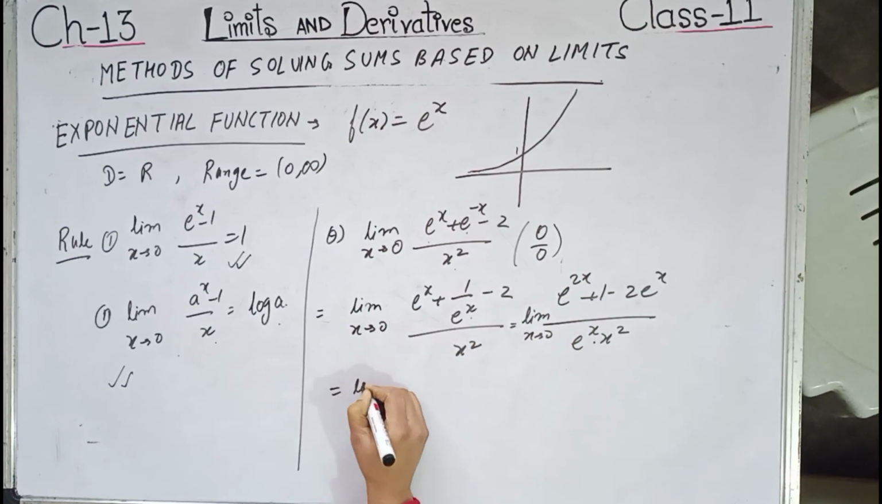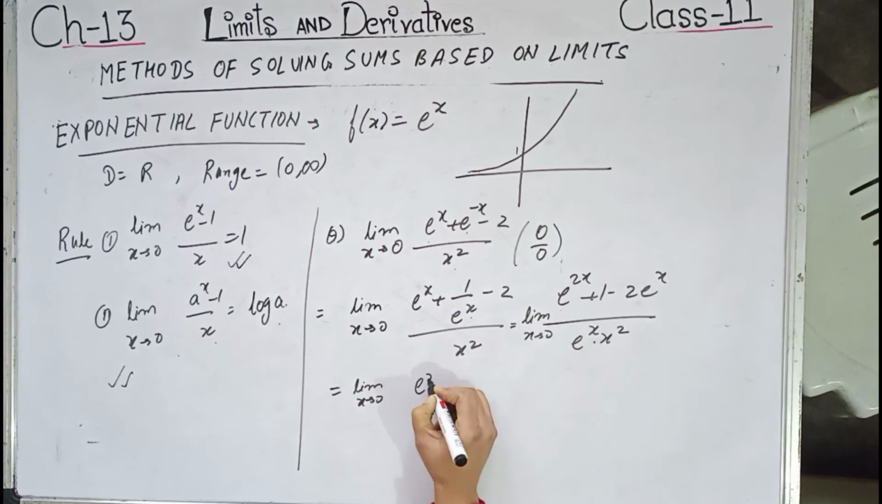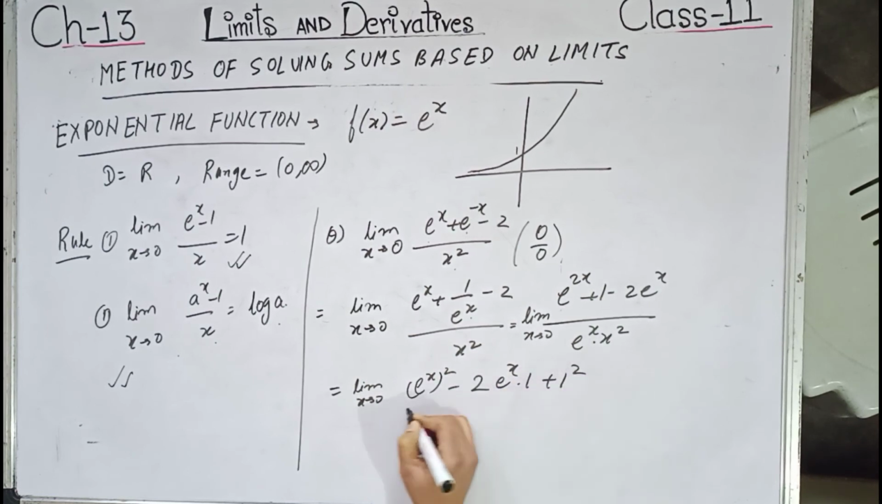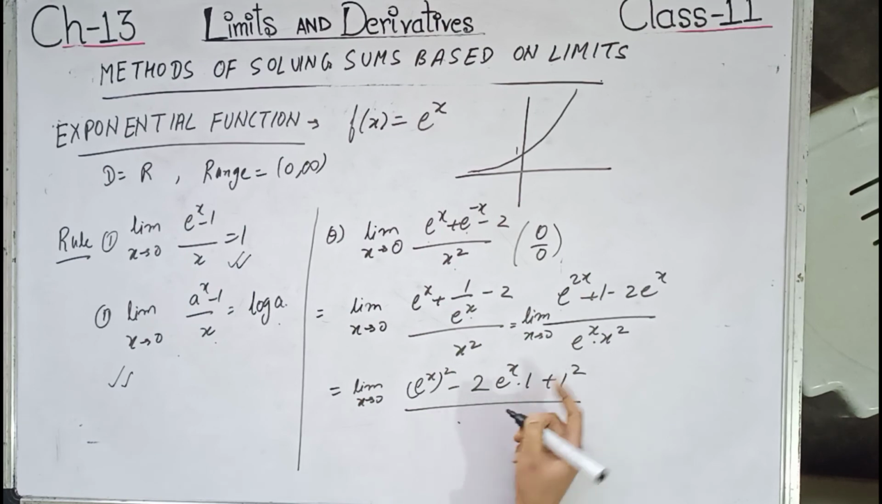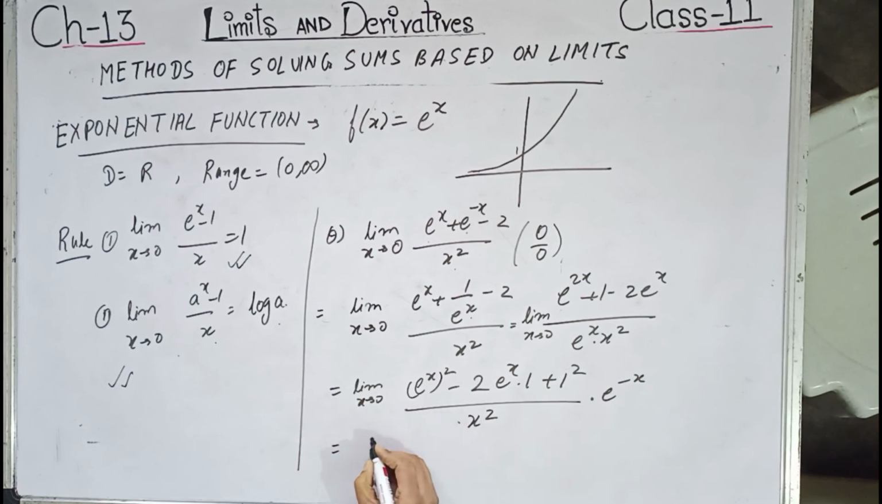So this now I can write as limit x tending to 0. You can see over here, e to the power 2x I can write as (e power x) whole square minus 2 e to the power x into 1 plus 1 square, divided by e to the power x into x square. Now I can write this as x square into e to the power minus x, or we can leave it as e to the power x in the denominator as well. This I wanted to set in the form of a formula. That's why I kept it separate. So this is limit x tending to 0, (e to the power x minus 1) by x, whole square. We can write it as such.